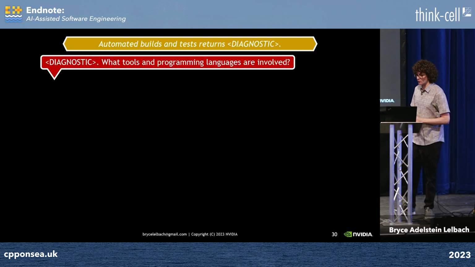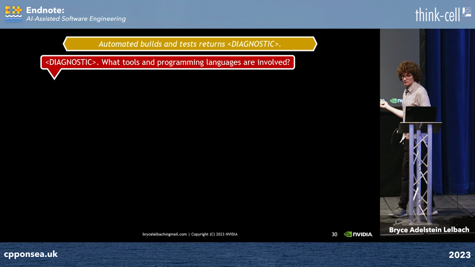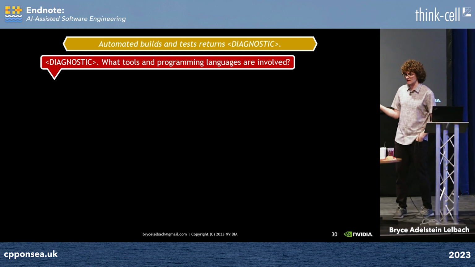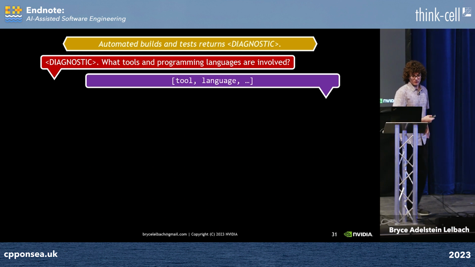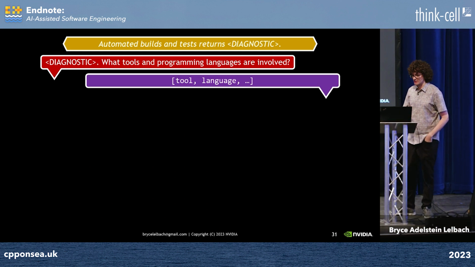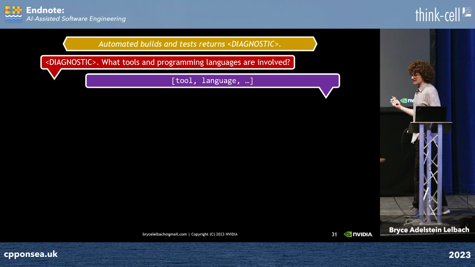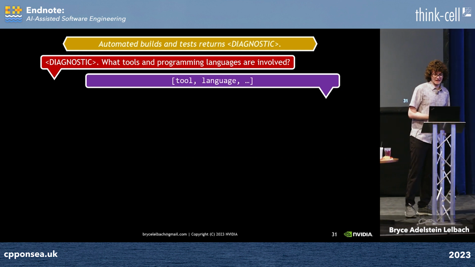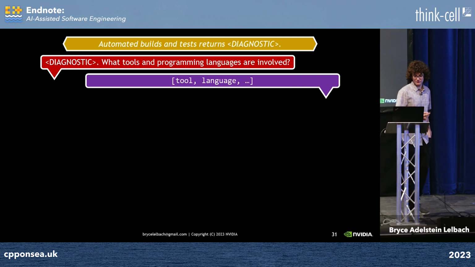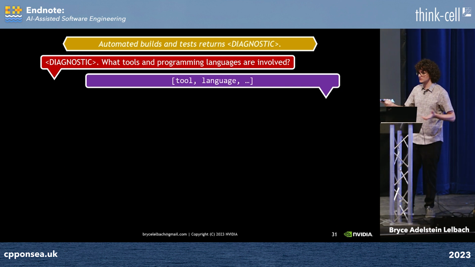So the first thing that the tool will do is ask an AI model to identify what tools and programming languages are involved in the diagnostic. And we'll have that AI model respond to us in JSON so that we can use the answer programmatically. Now, this classification is useful because it will allow us to select language-specific frameworks to do things like code extraction.